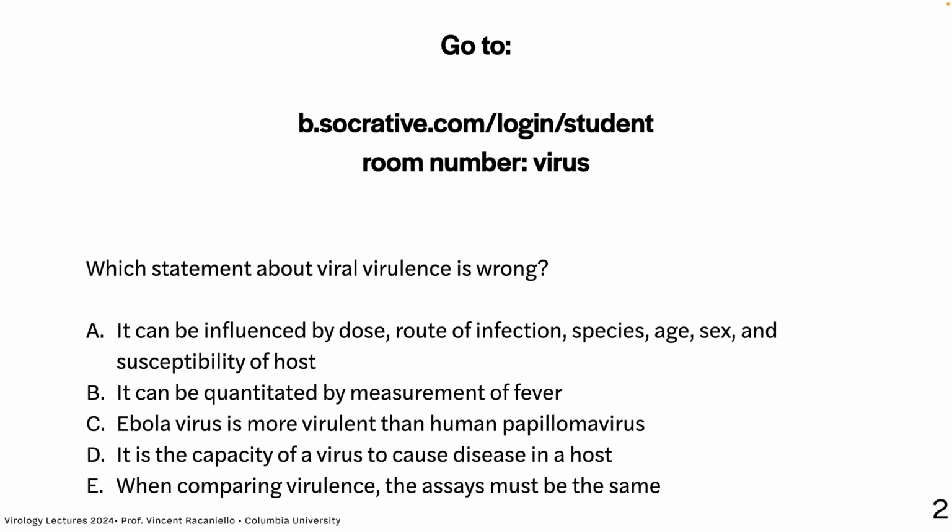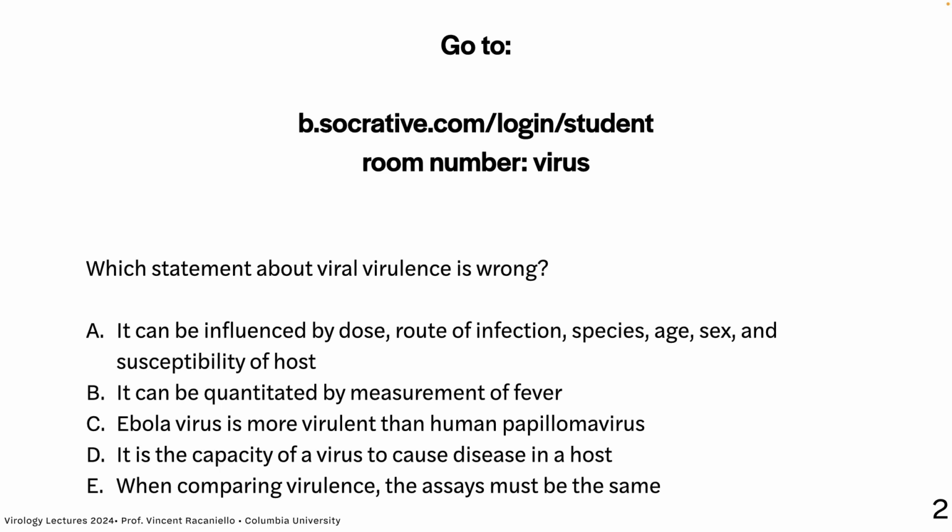Next question is, which statement about viral virulence is wrong? A, it can be influenced by dose, route of infection, species, age, gender, and susceptibility of host. B, it can be quantitated by measurement of fever. C, Ebola virus is more virulent than human papillomavirus. D, it is the capacity of a virus to cause disease in a host.